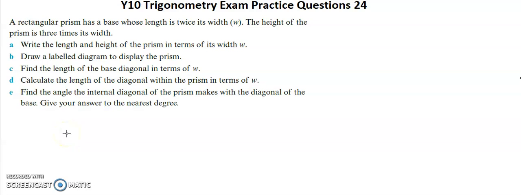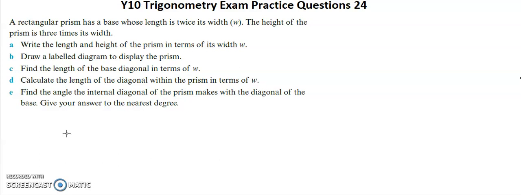Year 10 Trigonometry Exam Practice Question 24. A rectangular prism has a base whose length is twice its width. The height of the prism is 3 times its width. Write the length and height of the prism in terms of its width.